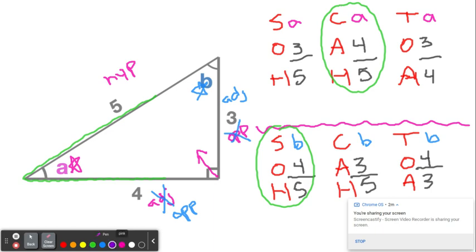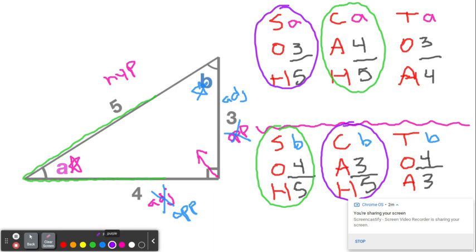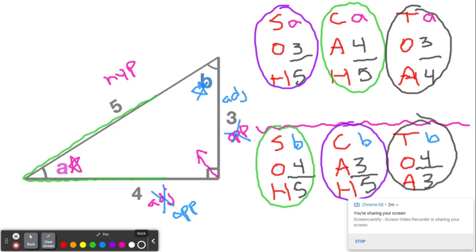Sine of A and cosine of B are the same thing. Again, both 3 over 5. And then finally, with our last relationship, we notice that tangents are reciprocals of each other, or inverses of each other. And that relationship is what we've noticed up to this point.